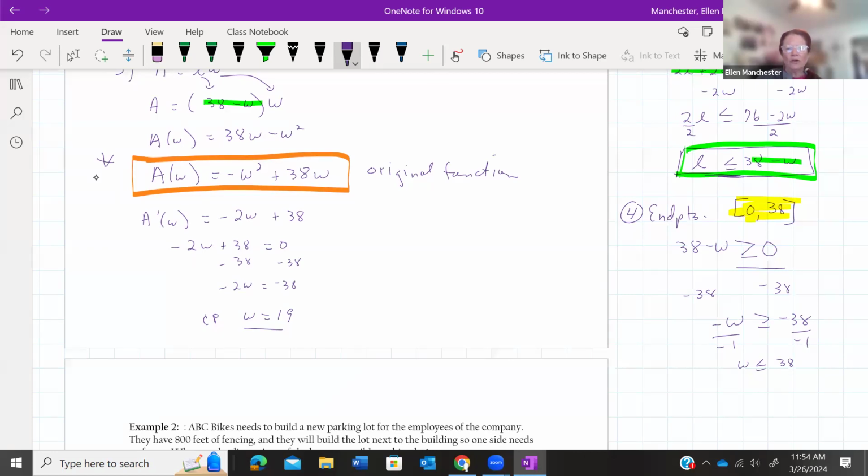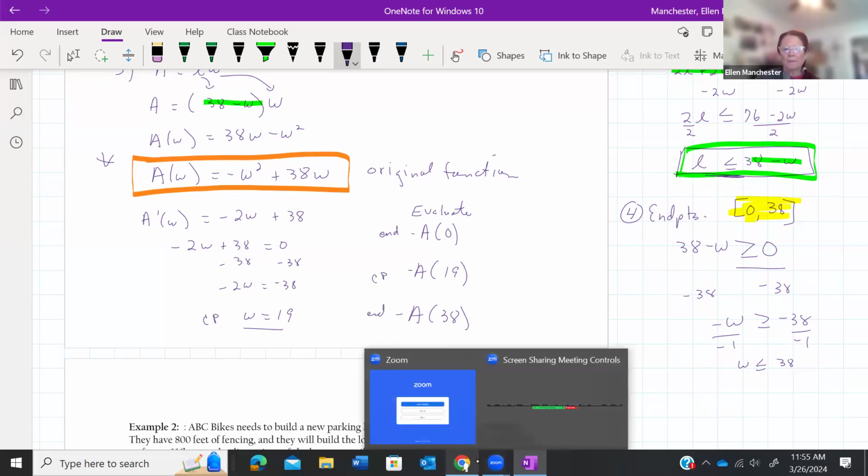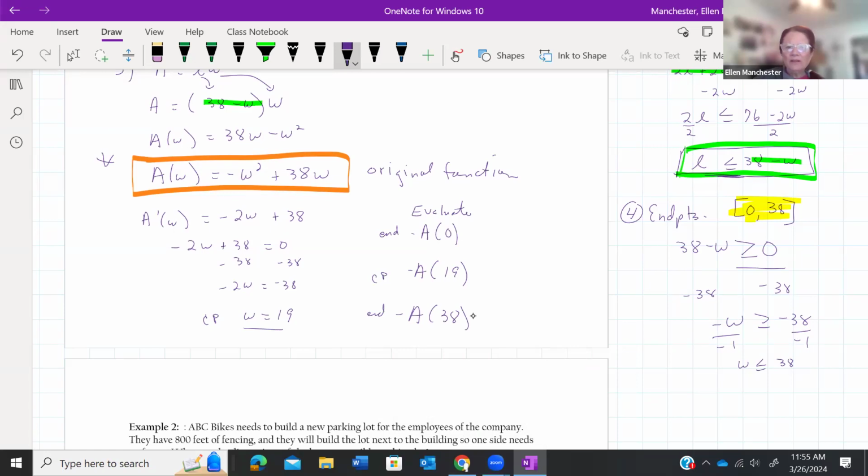Okay. So if W equals 19 and that's my critical point, now I'm going to evaluate, which is exactly what we did with absolute max and min. We found our derivative, we set our derivative to 0, and we solved, which finds our critical points. And now we're going back to our original function, and we are evaluating at the endpoints and at the critical points. So this is our endpoint, critical point.